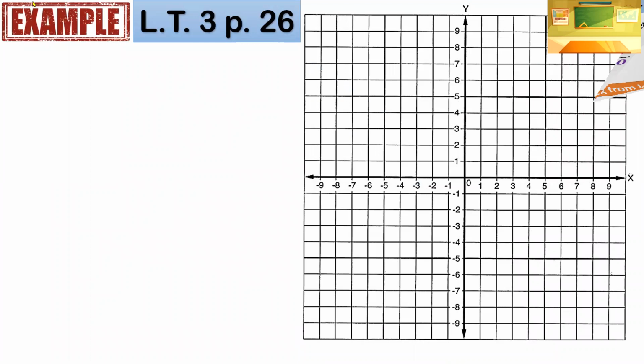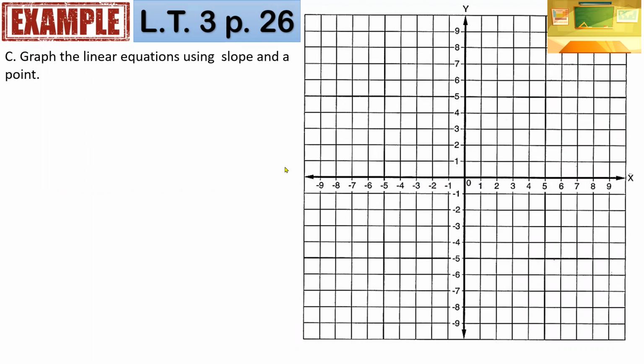So, for letter C, sa pangatlo natin letters. We have: graph the linear equation using slope and a point. So, I have here slope -7 over 6 and the point (-2, 9). Ngayon po, i-graph natin. So, we have -2, ito siya sa x. And then sa y, siya ay 9.